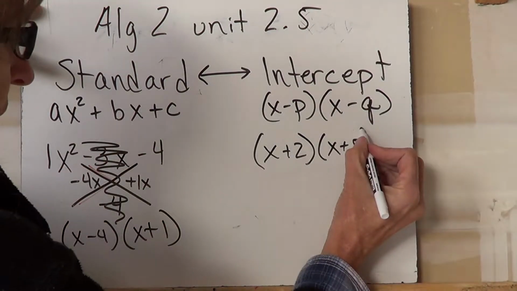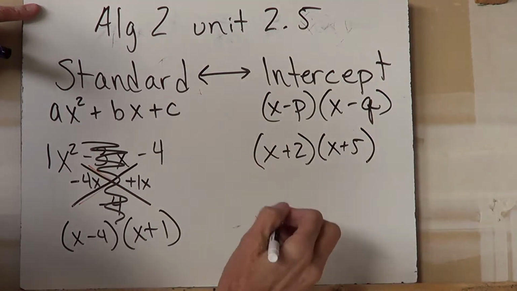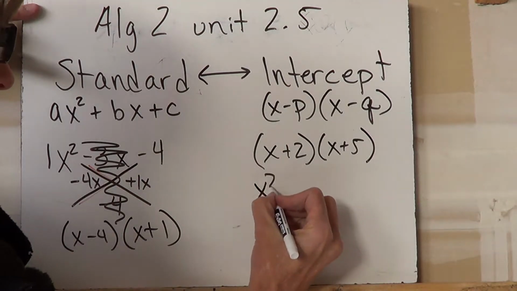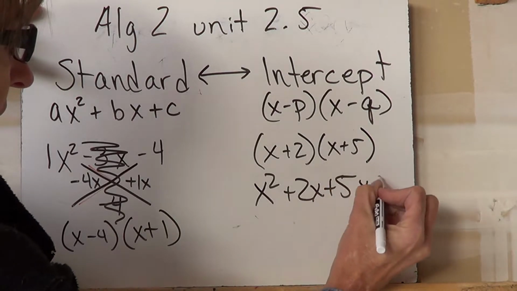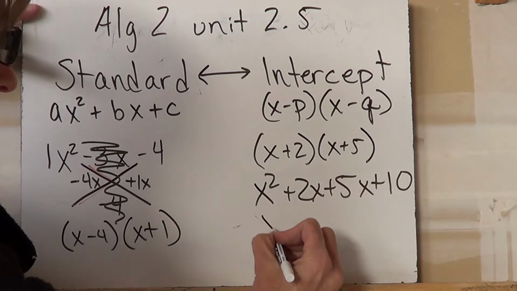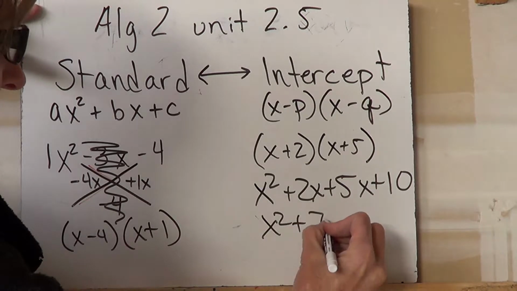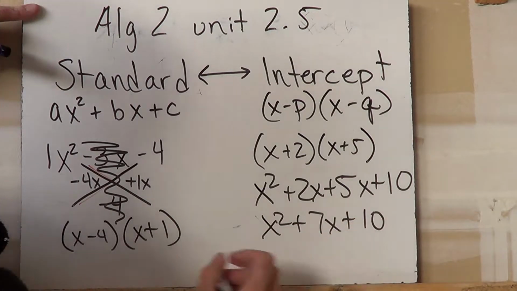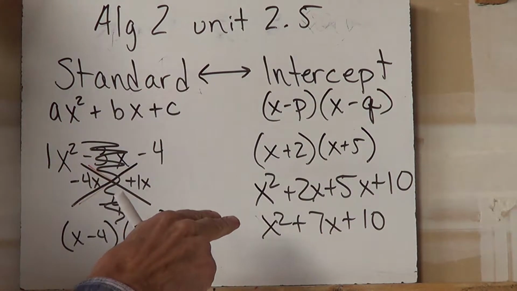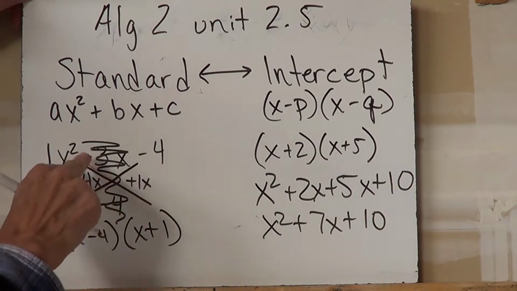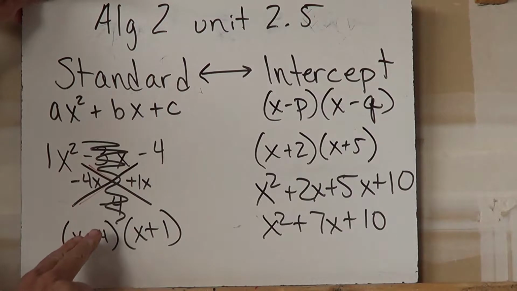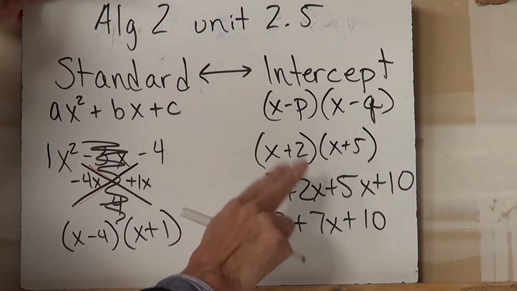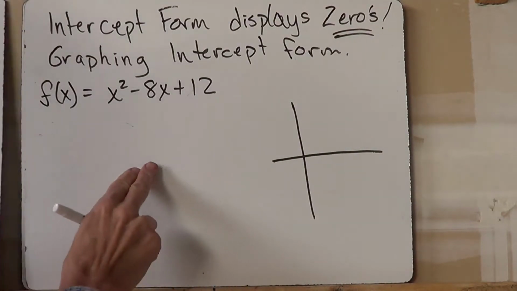Now, in intercept form, all you have to do is box or FOIL. x squared plus 2x plus 5x plus 10. x squared plus 7x plus 10. Now, I'm not really instructing you how to box and FOIL or how to do the X game and factoring here. If you don't get that, go to 3-term factoring, X game, go to box or FOIL for that.